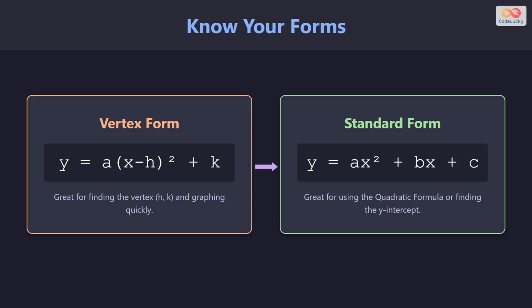First, let's look at the two forms we are dealing with. On the left is vertex form. It is useful for quickly finding the vertex of the parabola. On the right is standard form. This form is often used when we want to apply the quadratic formula or find the y-intercept easily. Our goal is to move from the left form to the right form.